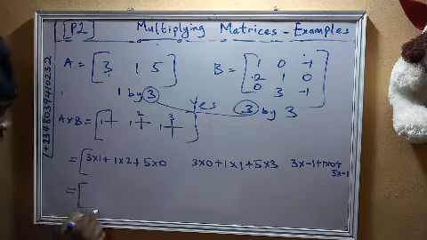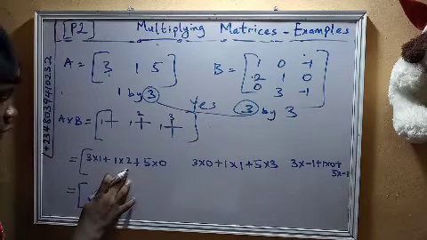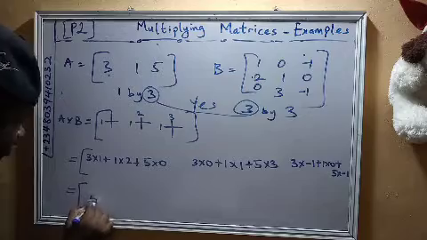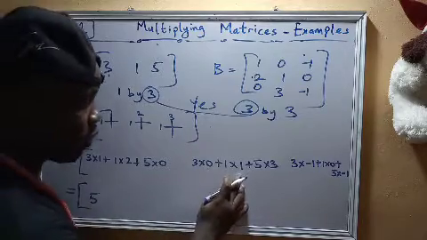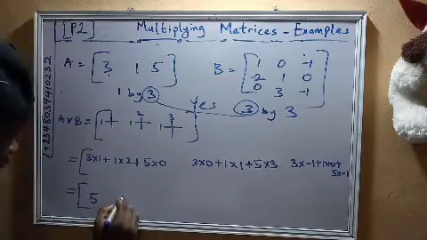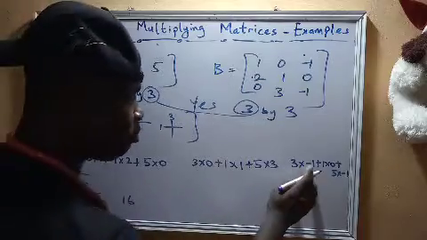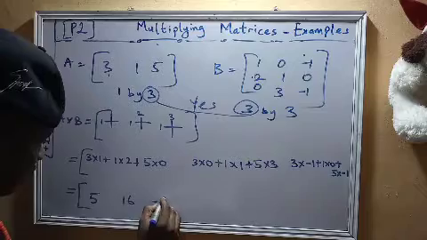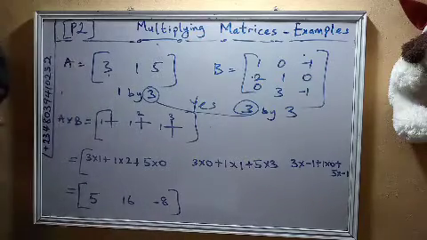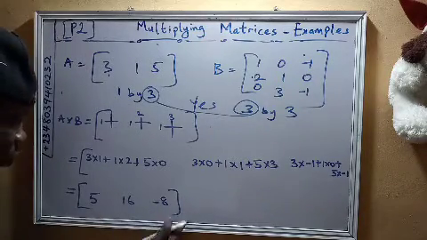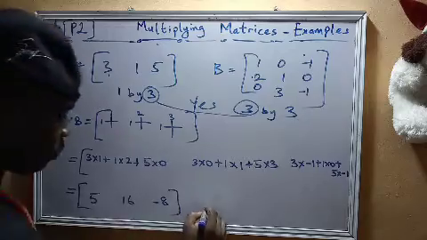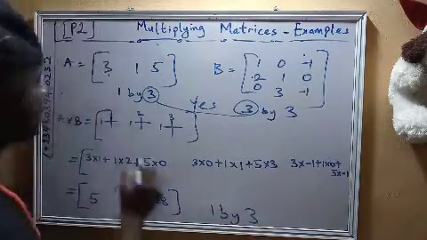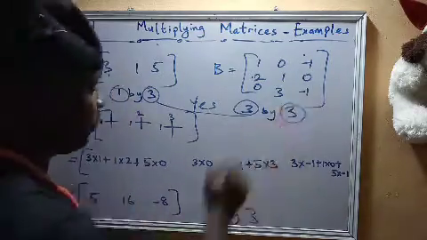Okay, so that gives us 3 plus 2, that's 5. Then 0 plus 1, 1 plus 15, that's 16. And minus 3, 0, minus 3 plus minus 5, that's minus 8. Okay, so our answer is 1 row, 3 columns, 1 by 3. Let's see if it works. 1 by 3. It does!